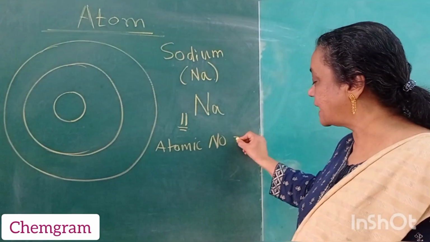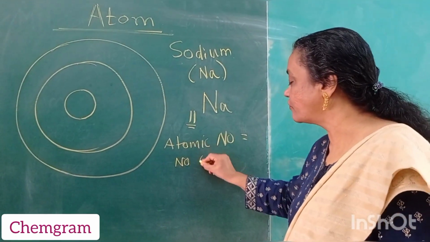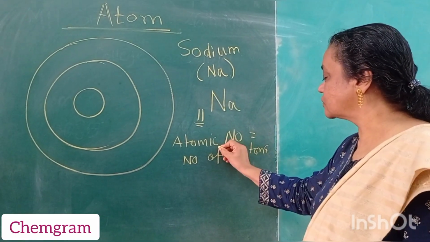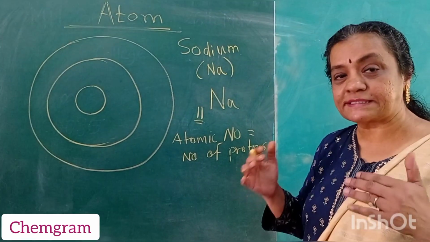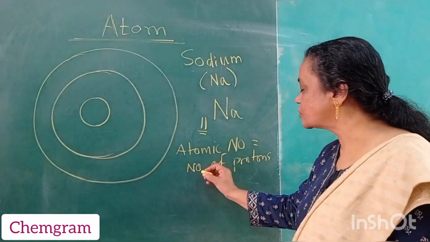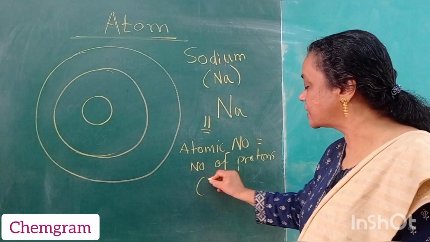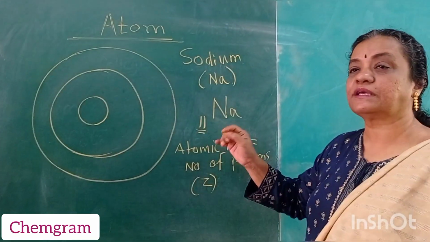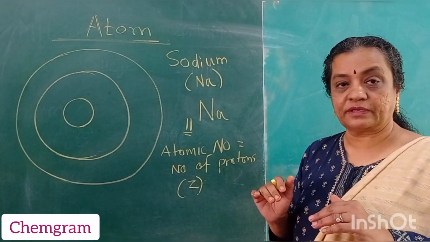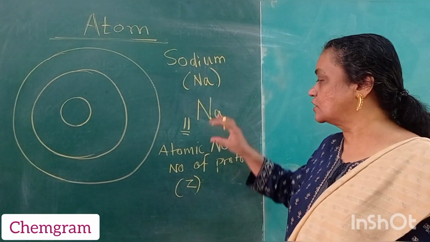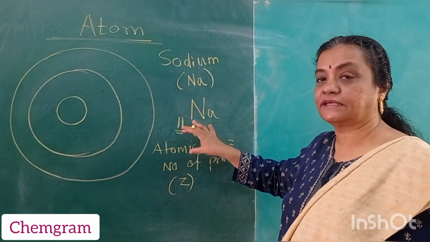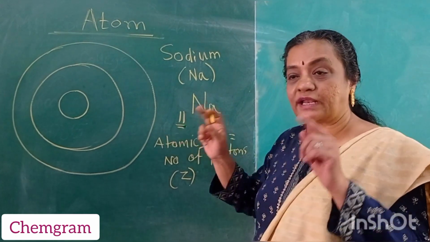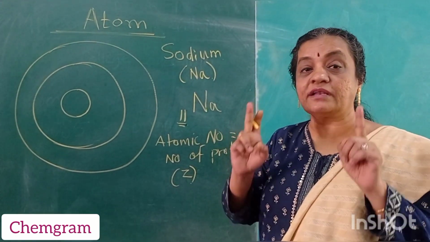What is atomic number? That is equal to the number of protons. Atomic number is the number of protons, and we usually write the alphabet Z to represent atomic number. So if I say Z equal to 11, that means the atomic number is 11. So you have 11 protons in sodium, and that is represented by writing on the left lower side of the atom.